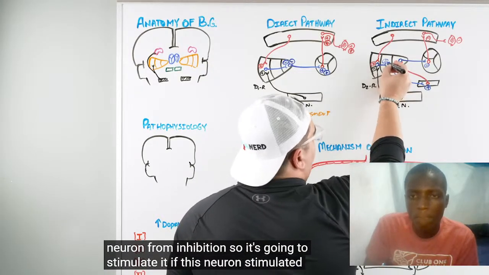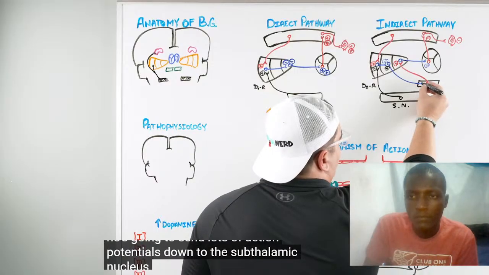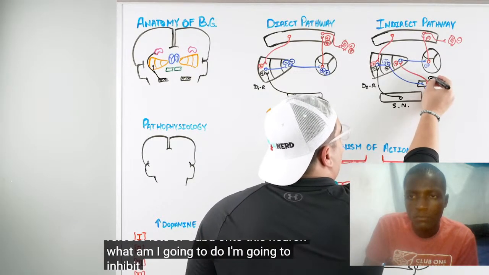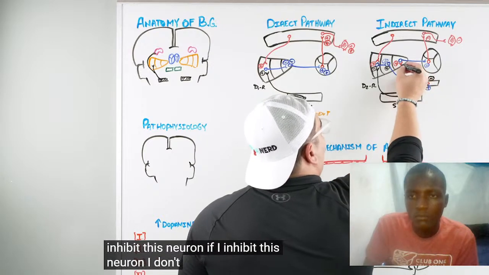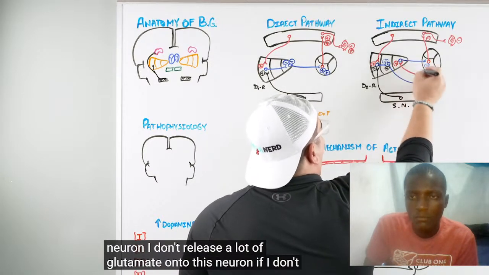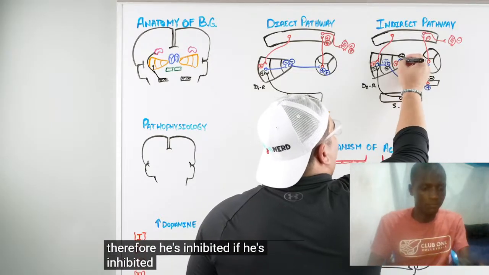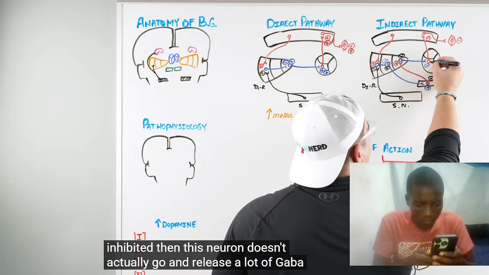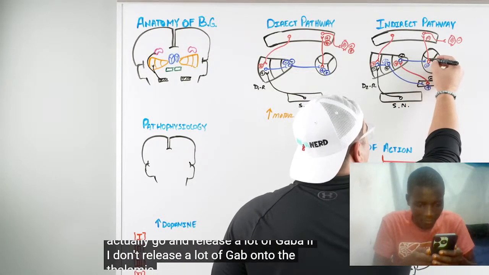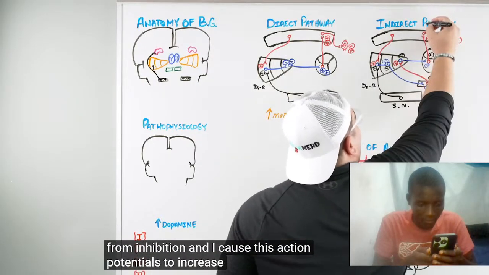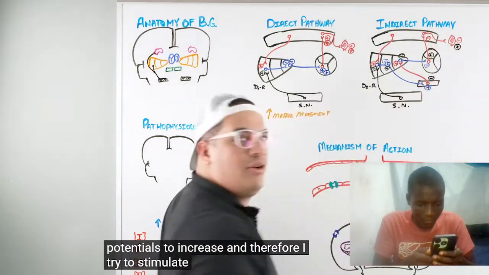If this neuron's stimulated, he's going to send lots of action potentials down to the subthalamic nucleus, releasing lots of GABA. If I release lots of GABA onto this neuron, what am I going to do? I'm going to inhibit this neuron. If I inhibit this neuron, I don't release a lot of glutamate onto this neuron. If I don't release a lot of glutamate onto this neuron, I don't stimulate him enough. Therefore, he's inhibited. If he's inhibited, then this neuron doesn't go and release a lot of GABA. If I don't release a lot of GABA onto that thalamic neuron, I release that neuron from inhibition, and I cause its action potentials to increase. And therefore, I try to stimulate motor movement.